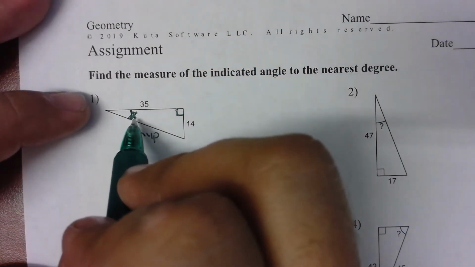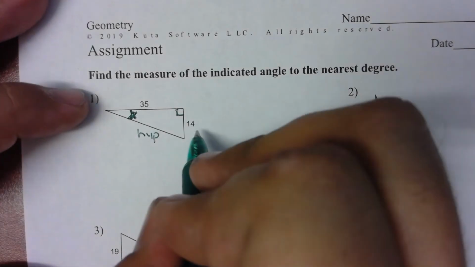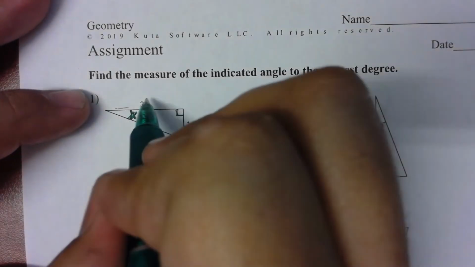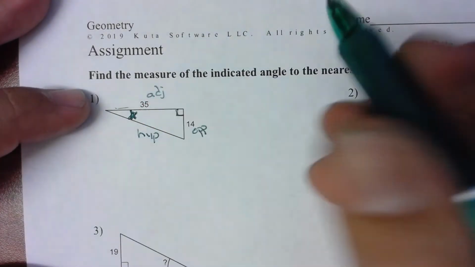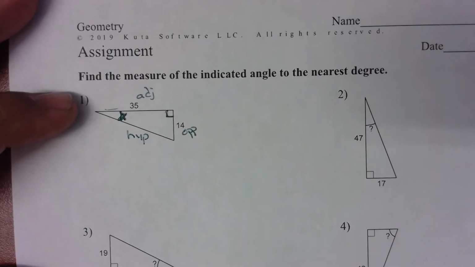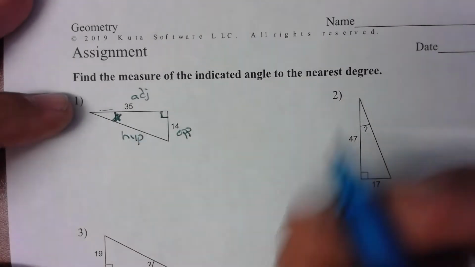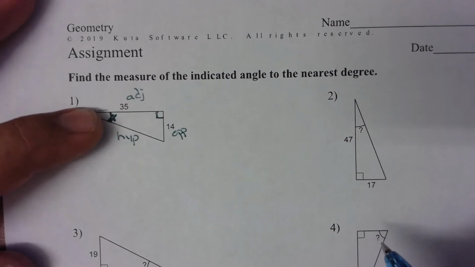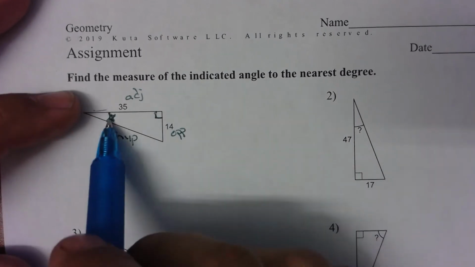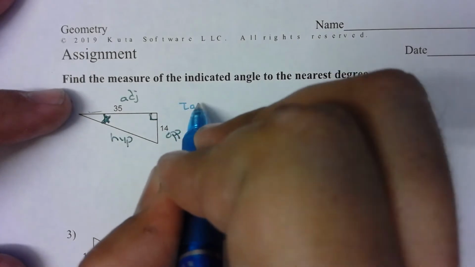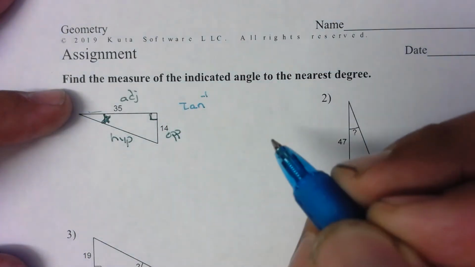Based off of this angle, the one side that's not touching it is the 14, so that's opposite. The 35 is my adjacent. What I have tells me what I need to use. I'm looking for the angle, so I know whichever trig function I choose is going to be the inverse. Opposite and adjacent, this is telling me to use tangent inverse.